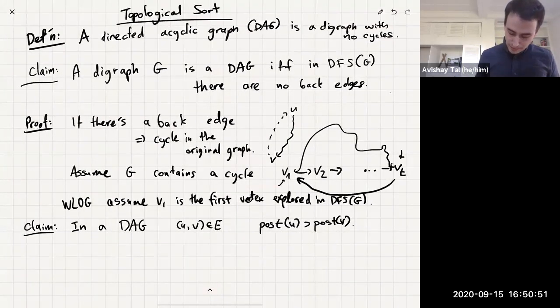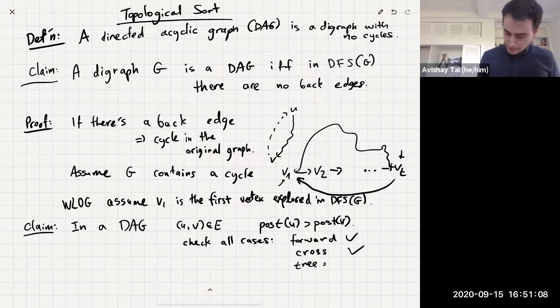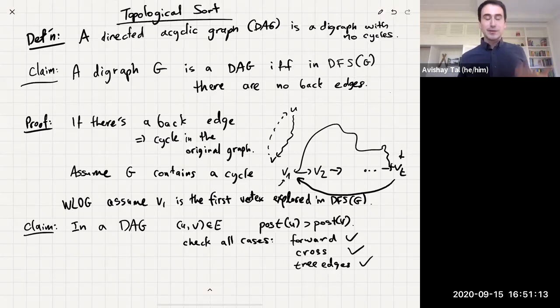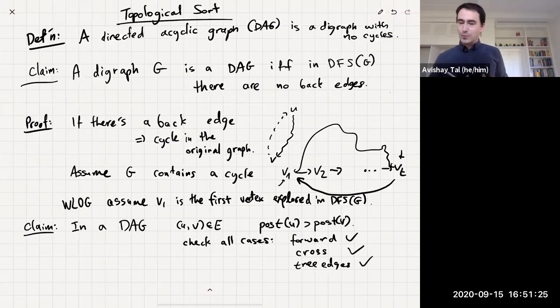So we check all cases. It's true for forward edges. It's true for cross edges. And it's true for tree edges. And it's false for back edges, but in a DAG, we have no back edges. So that's okay. So what does it mean? How do we get a topological sort just by this claim? What will be the topological sort? What will be the order?